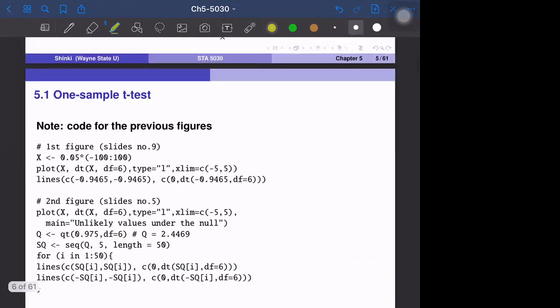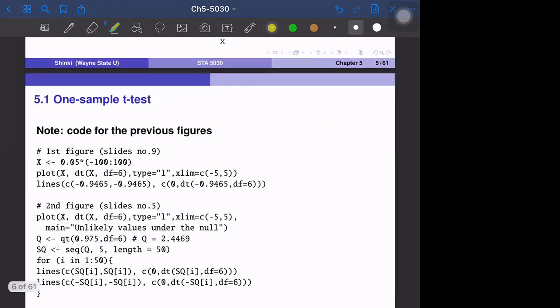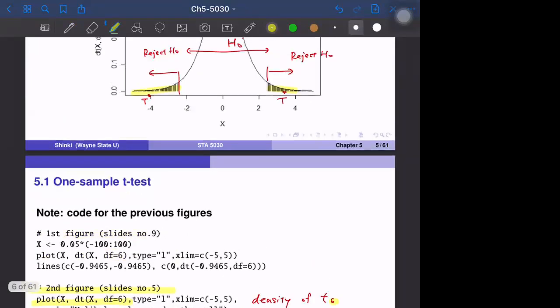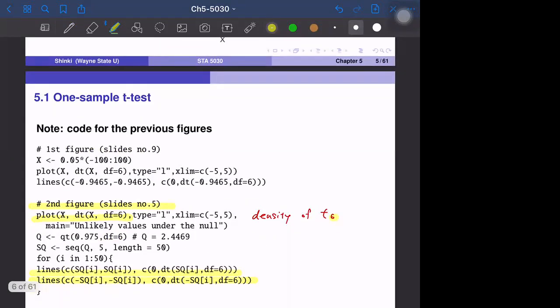If you are interested, you can make this figure with this code. At first you plot the density function. We have 7 observations, so the T statistic follows T sub 6, which is n minus 1. So you can describe the density curve by this. Then we put these lines. Basically we put many vertical lines, actually 50 vertical lines on each side. So this code describes that.